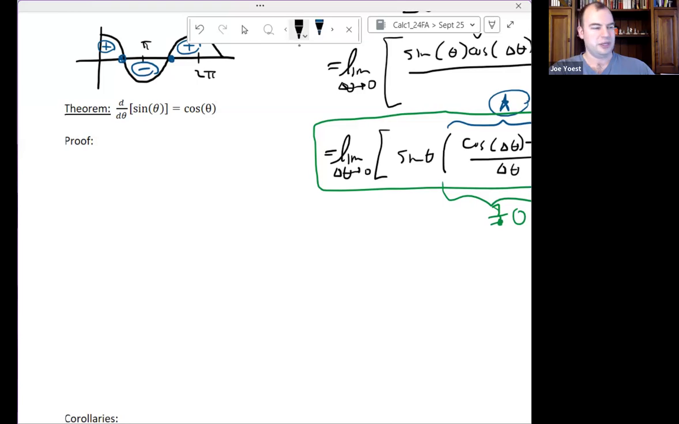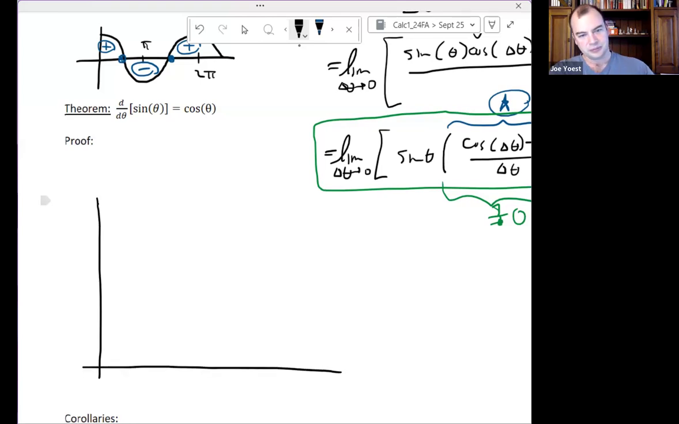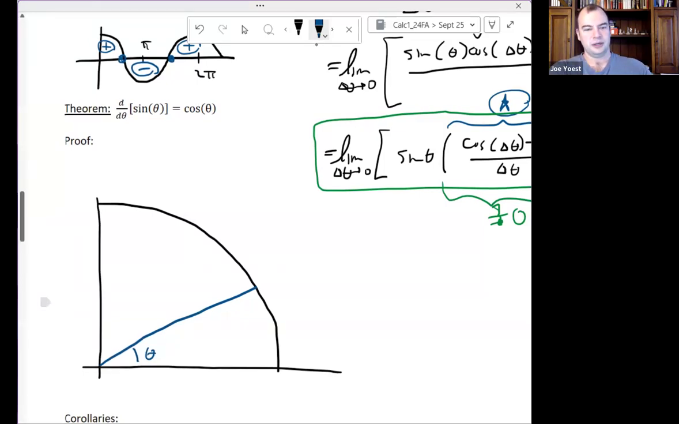I'm going to try to keep my color coding fairly reasonable here. We're going to look at a first quadrant, and we're looking at the unit circle here. So I have an angle theta, and then I have an angle delta theta. I would normally think of delta theta as being small, but I'm going to draw it big so that we can see things a little better. And we think of delta theta as being small.